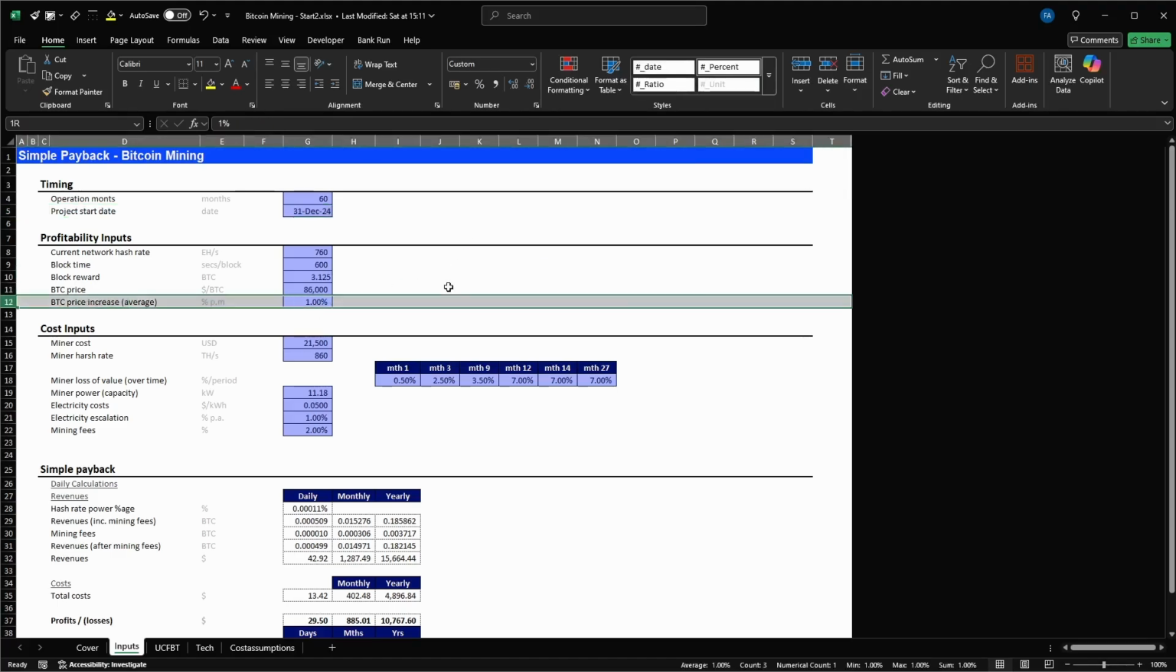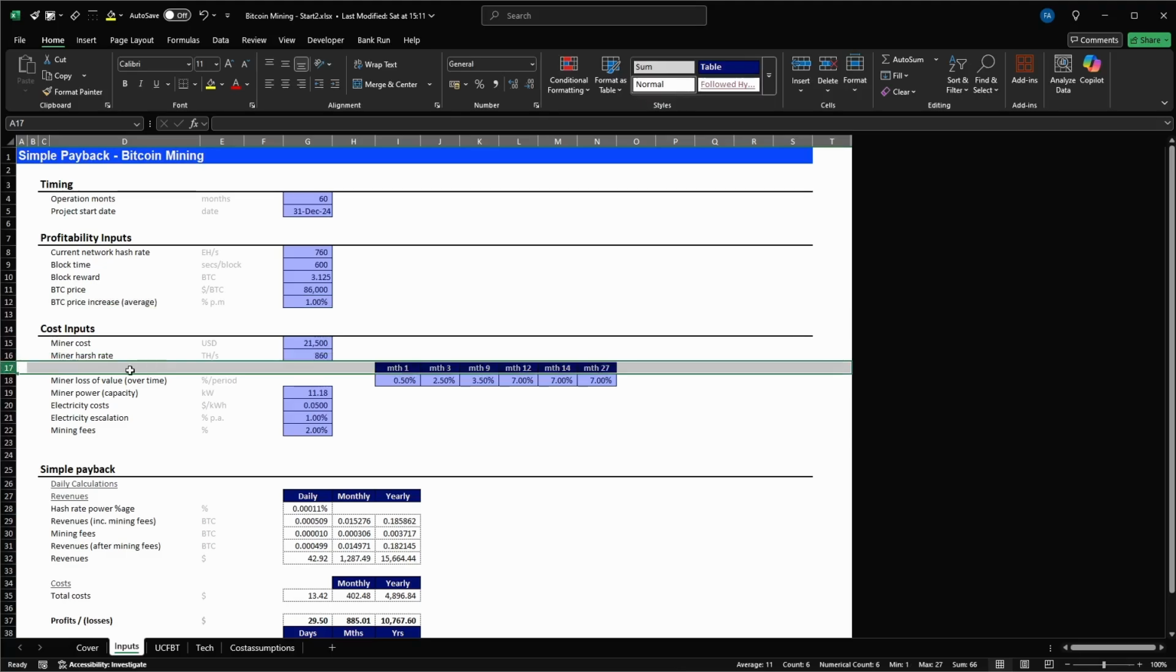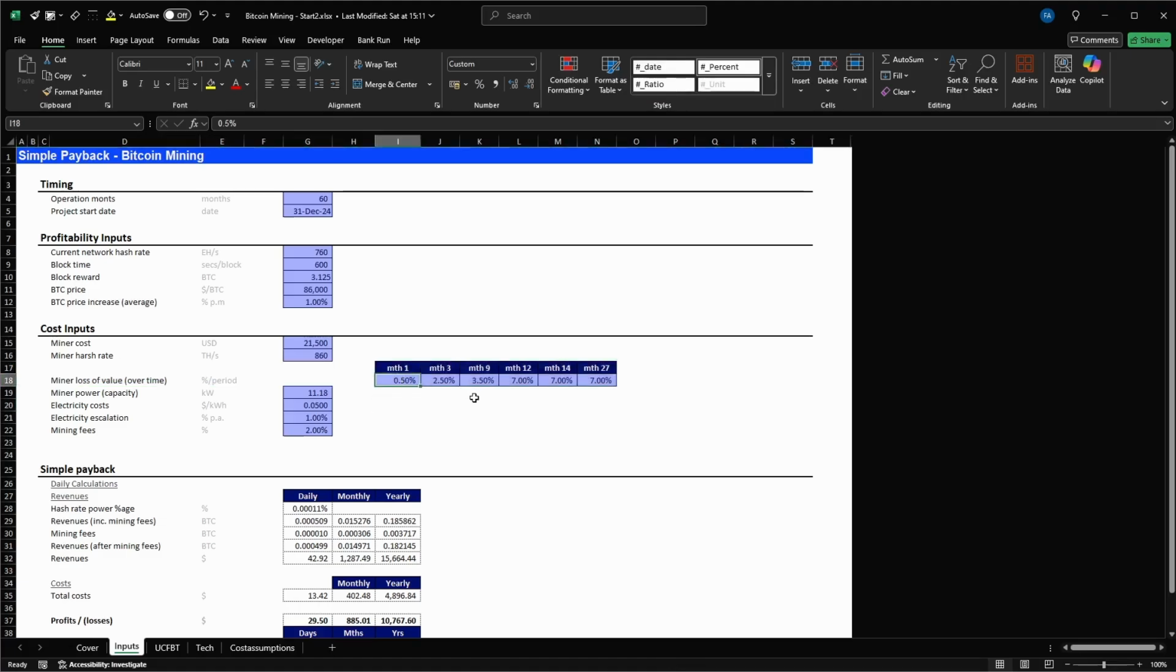Then the extra information I added is the price of BTC increase on average per month. So the assumption is that the BTC price is gonna increase 1% per month. Next, what I add here is quite an important piece of the information that I'm gonna work with, which is the miner loss of value over time. What that means is we're assuming the machine that we're gonna purchase, the miner, is gonna lose 0.5% of its value from month 1 to month 2, then 2.5% from month 3 all the way to month 8, then 3.5%, 7% all the way through.